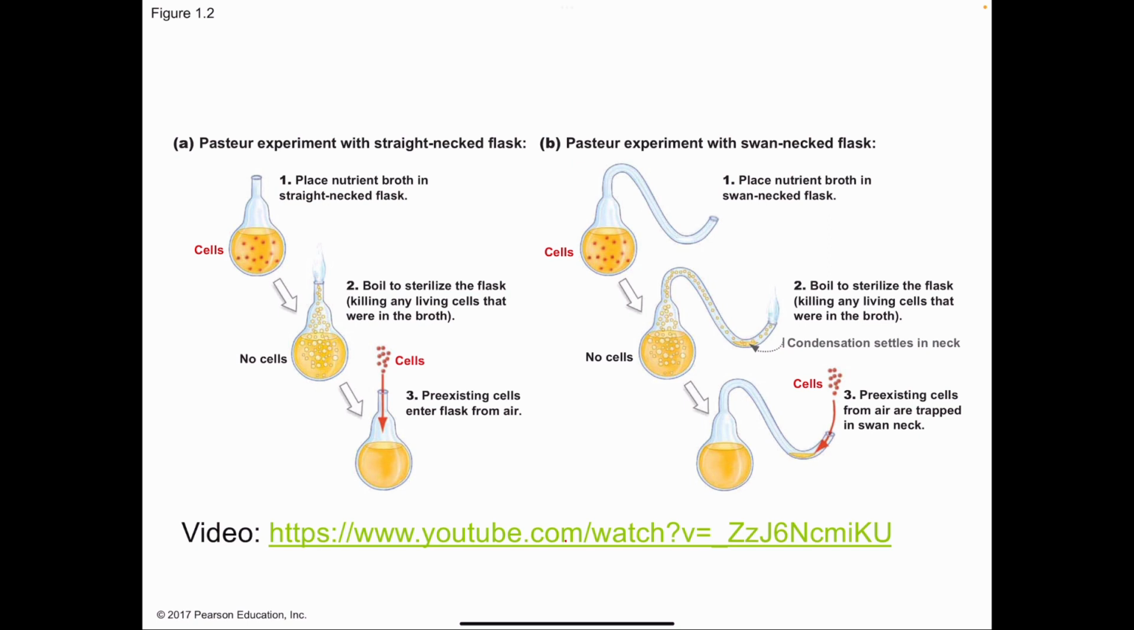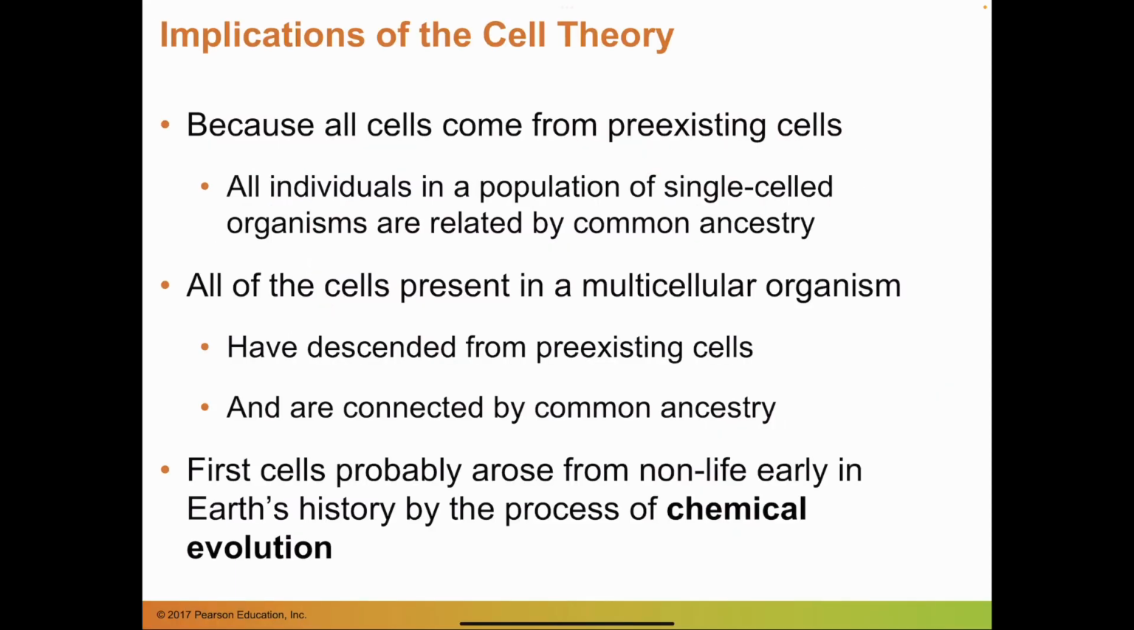Okay, so a little bit more of a background on cell theory, and some of the review there about some of the other scientists involved, but specifically about Pasteur and his contribution to the cell theory. So what can we get from the idea of cell theory? Well, because we know that all cells come from pre-existing cells, we can also say that all individuals in a population must be related somehow by a common ancestor. And so all of the cells present in a multicellular organism are also coming from pre-existing cells and must be related through a common ancestor.